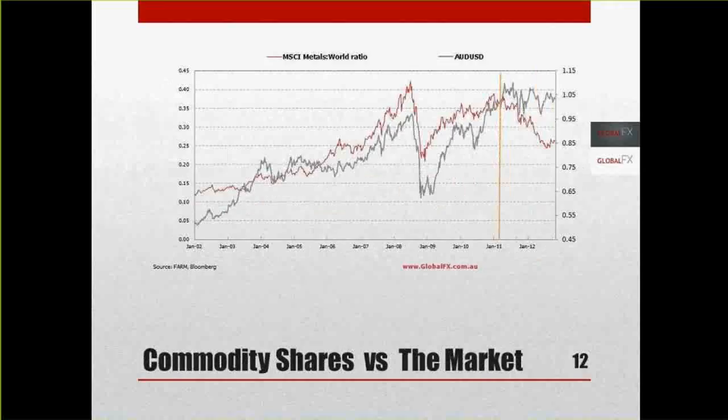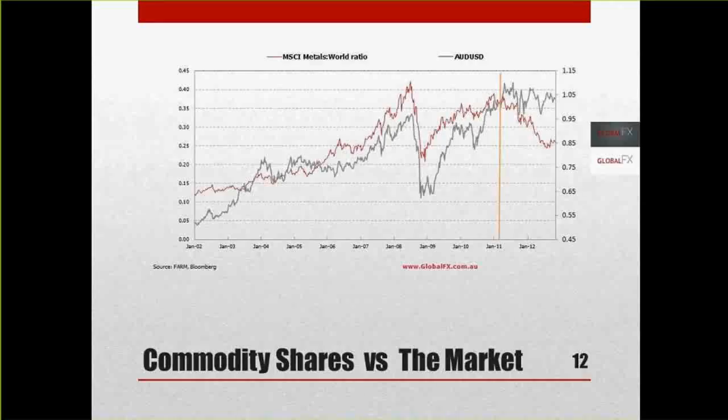One of the best indicators, though, for me, because currencies are always a relative bet. They are, whether you buy Aussie versus US, or Aussie versus Kiwi, or Aussie versus Euro, you're effectively selling one to buy the other. So one of the ratios I like to use is the MSCI Metals Index versus the total global index. That gives me a ratio of the performance of mining shares relative to the index.